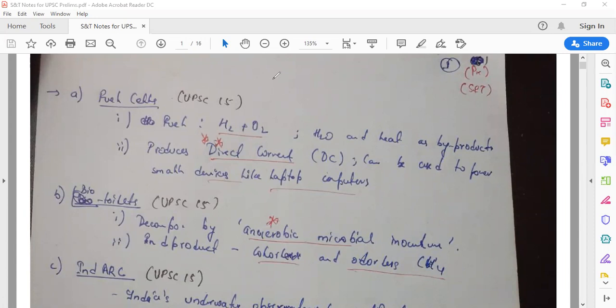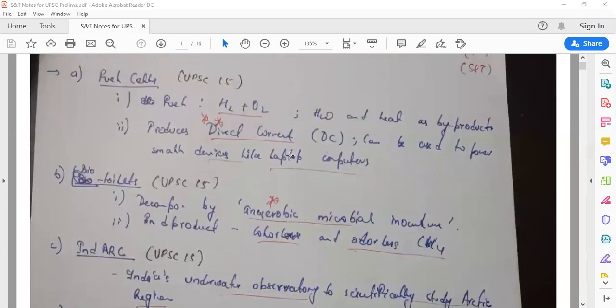So what is the best way to follow science and tech? To do PYQs. And what is PYQs? Previous year questions. So in today's lecture, we'll try to cover the questions which have been asked by UPSC in 2015. So let's start.